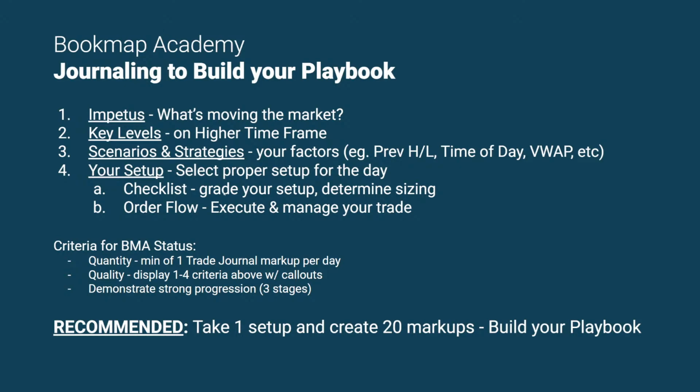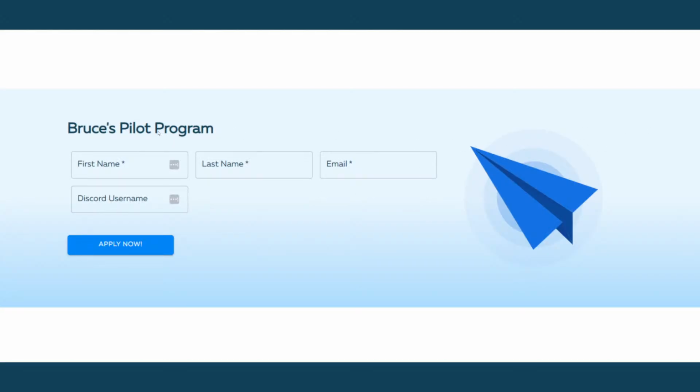What is your setup for the day? What is your checklist? You'll grade your checklist. You'll determine the risk and the sizing that you're going to use. And then it comes down to an order flow event. Understand what actually triggers the trade for you, and you just execute and manage the trade. All right, so anyway, we'll be going through that process as well.